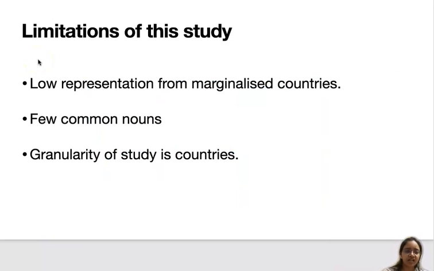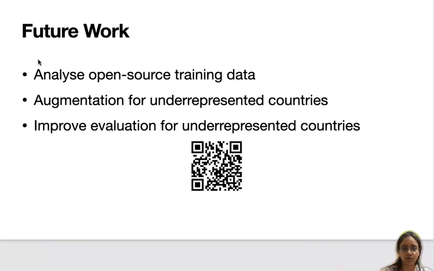We see that in this study, there's still a very low representation from the marginalized countries, and we have only looked at 10 common nouns, which is a limitation of this study. And also the granularity of this study is only countries, whereas within a single country, from different cities and different states, these nouns or artifacts are generally known to vary.